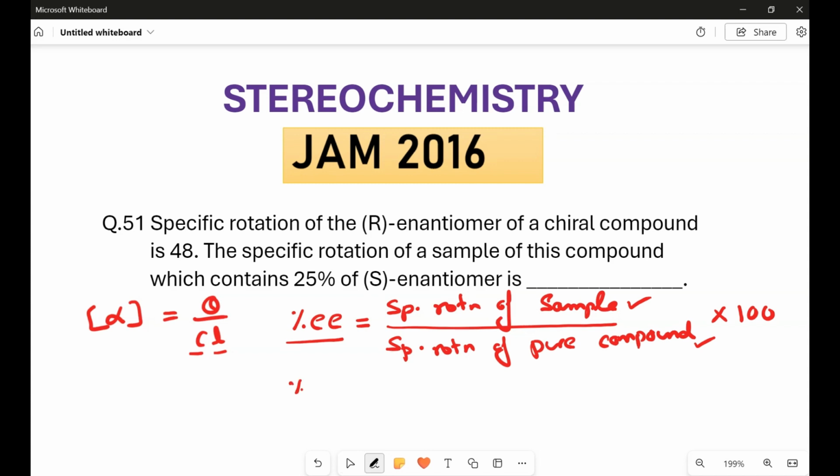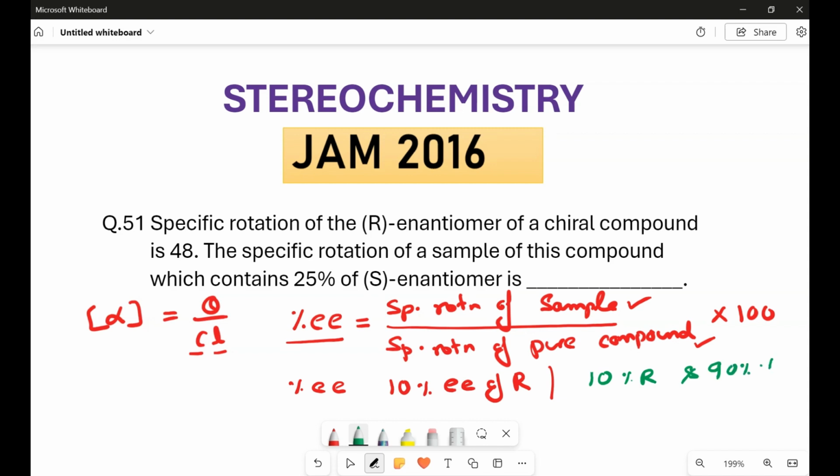Now, what is this percentage enantiomeric excess? If I say I have 10 percentage of enantiomeric excess of R, what does it mean? This means that I have 10 percentage of pure R and 90 percentage of racemic compound. In this racemic compound, I have 45 percentage of R and 45 percentage of S. So what is the percentage of R? Percentage of R is 10 plus this 45, so it becomes 55 percentage, and percentage of S is 45 percentage.